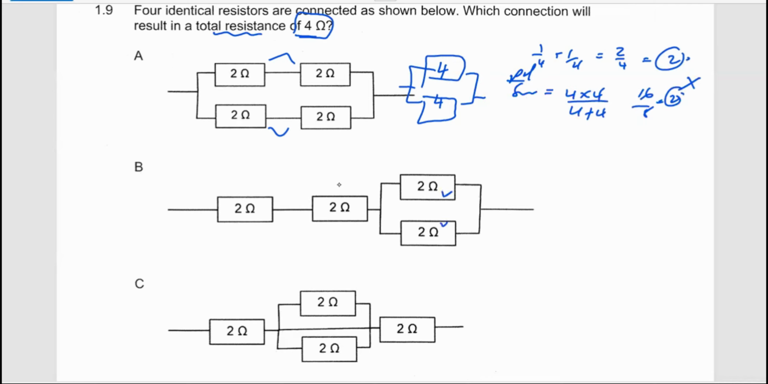We have a 2 and a 2, so these ones are in parallel. Let's start with this. So you're going to have the product over the sum, 2 by 2 over 2 plus 2, which gives us just a 1. Then if that's a 1, plus 2, that is 3, plus 2, which gives us a 5 ohm. Okay, let's look at the next one.